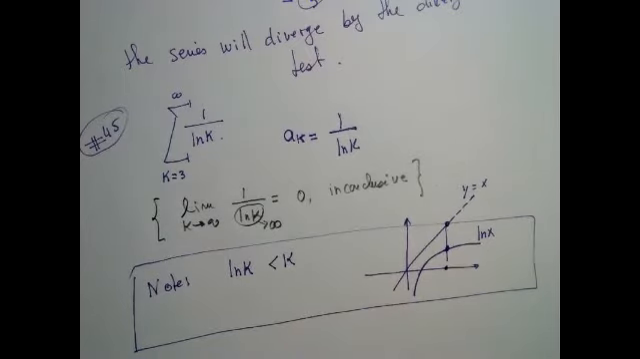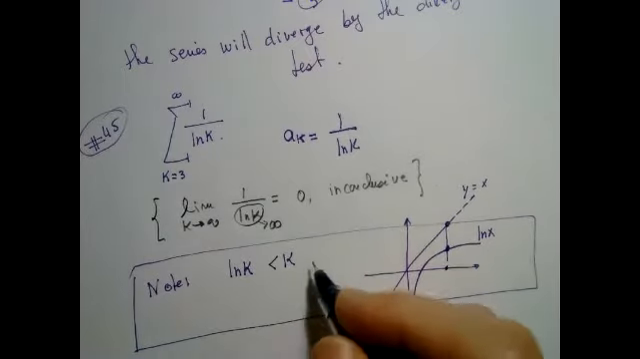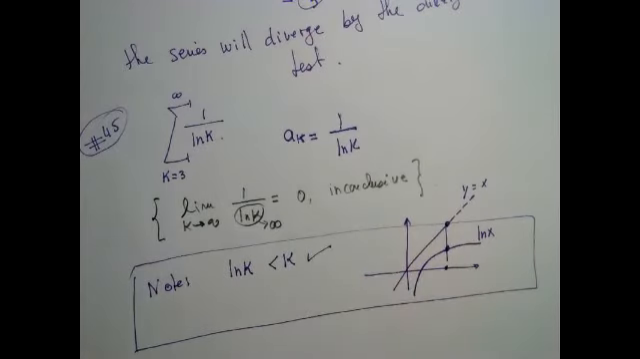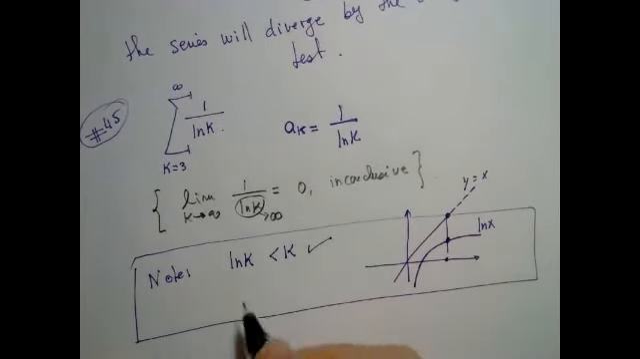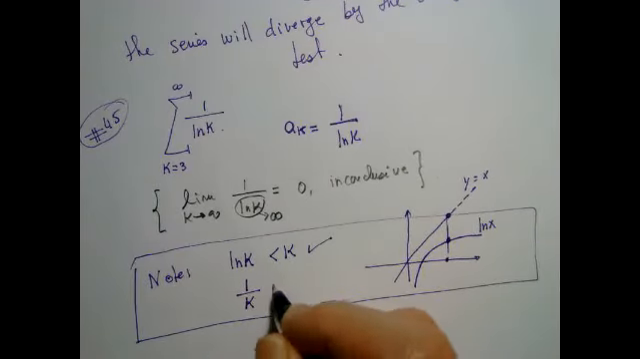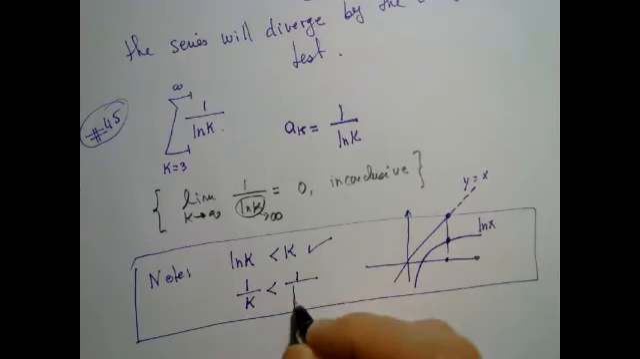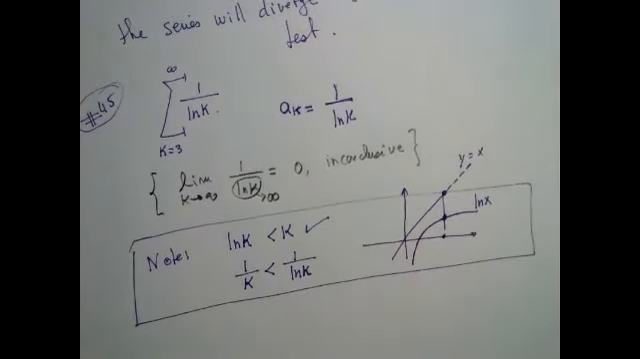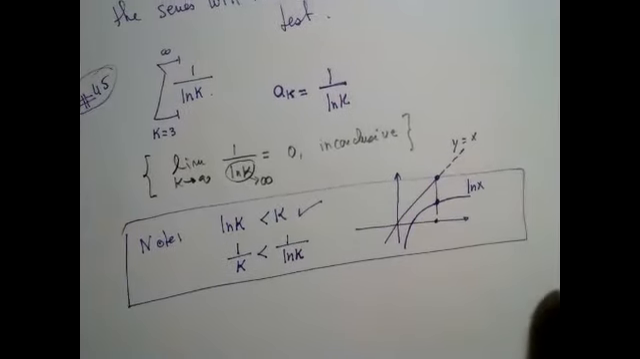And so on and so forth. Okay, so this means that, this is a fact that now that you know, you can use all the time. So this means that when I flip them, 1 over k is less than 1 over ln of k. Okay, so 1 over k is less than. So I'm going to use the comparison test, not the limit comparison test.